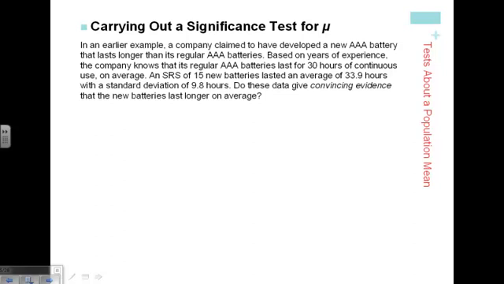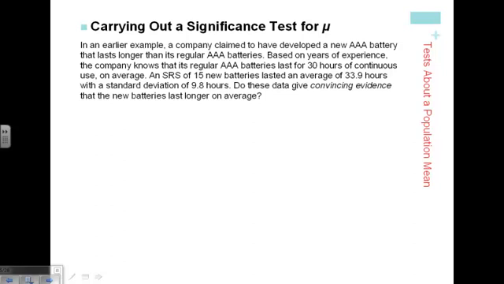Okay, so they took a sample of 15 batteries. They got 33.9 hours. The question is, is 33.9 hours really evidence that these new batteries last longer, or maybe we just got a lucky sample that came out that way. We know that things have variation. Not every battery lasts exactly the same. So is it a real difference, or is it just a lucky sample? How are we going to make that judgment?